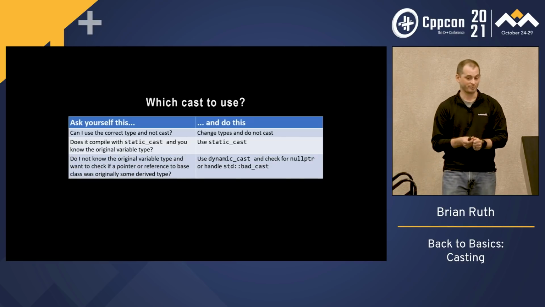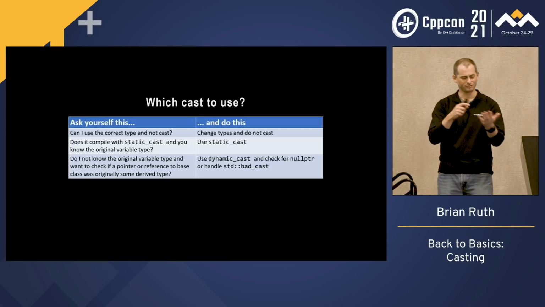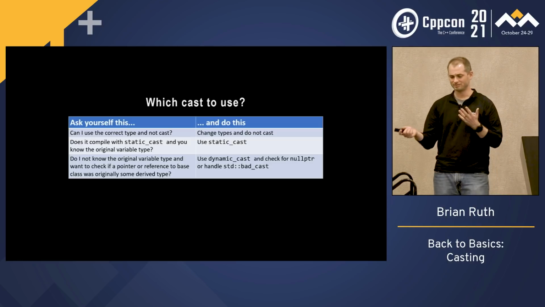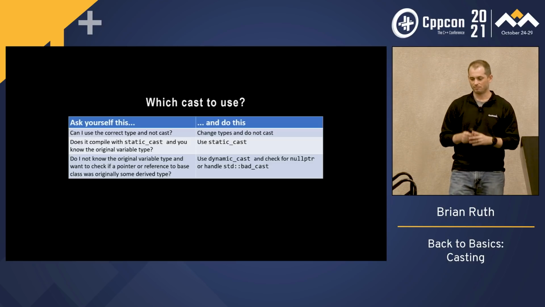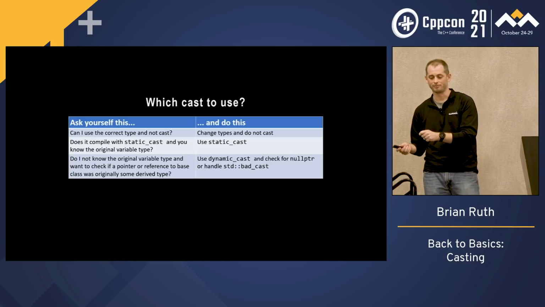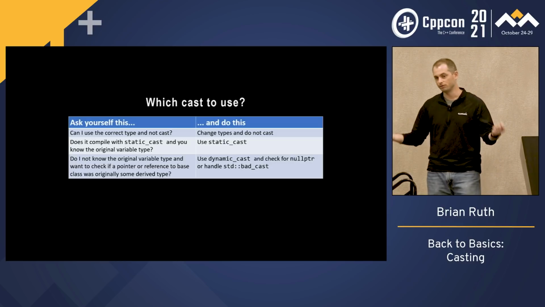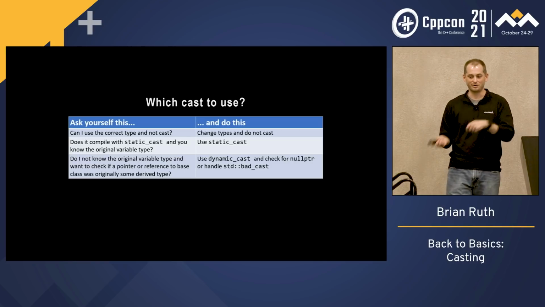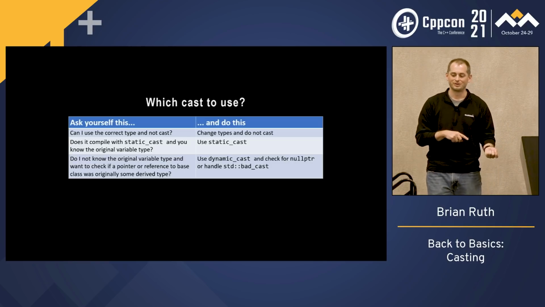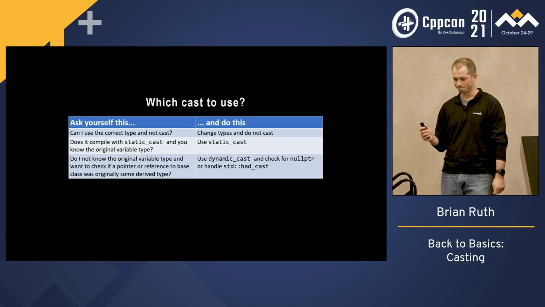reach for dynamic cast. So if you don't know the variable, you want to check to see, well, is this a label or a button? I don't know. Use dynamic cast, but always check for null pointer and std::bad_cast. Because the only time you ever want to use dynamic cast is when you don't know. And if you don't know, you might fail. So you should never have any unguarded dynamic casts in your code.